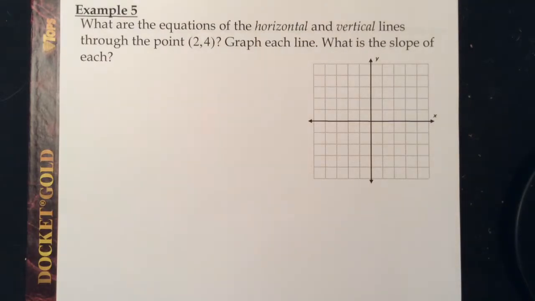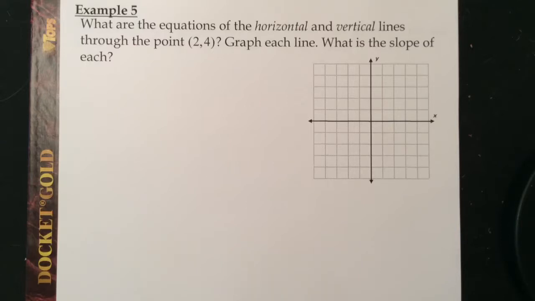Example 5. In this example, you'll learn to write the equation of a line given the graph of that line. You're going to learn how to write the equations of 2 lines that are horizontal and vertical. That's that first part. What are the equations of the horizontal and vertical lines through the point 2, 4? Graph each line. What is the slope of each?